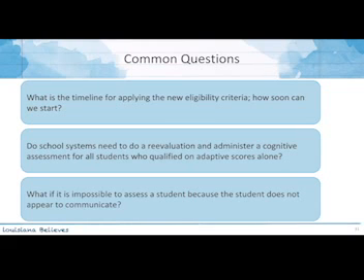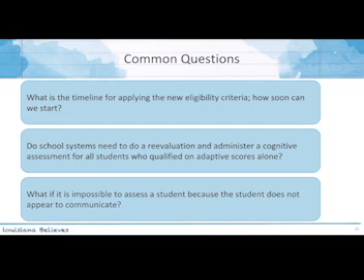School systems have reached out with numerous questions regarding alternate assessment participation criteria and the revisions to Bulletin 1530. We've really tried to capture some of the more commonly asked questions. We're going to cover those over the next 3 slides. The questions and responses presented in the slides relate to work of both evaluation and IEP teams. The first question you see here says, what's the timeline for applying the new eligibility criteria, and how soon can we start? The department anticipates the new policy will go into effect for the 2019-2020 school year. Keep this in mind as you plan for evaluations, reevaluations, and IEP meetings.